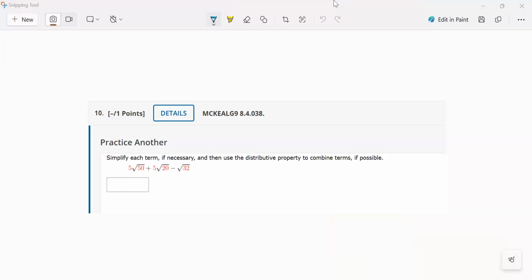All right, let's go over the solution. So right here, break down the 50, right? I said 25 times 2. 25 is the maximum perfect square going into 50. And for 20, it will be 4 times 5. 4 is the maximum perfect square going into 20. 32 will be 16 times 2.